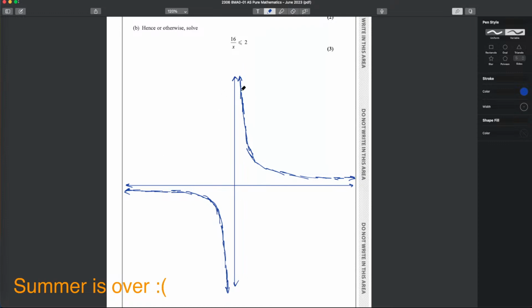Okay, so ignore my rough sketch. I have to sketch it like this to get that curve that I'm going for. If it was pen on paper, I could do it properly.